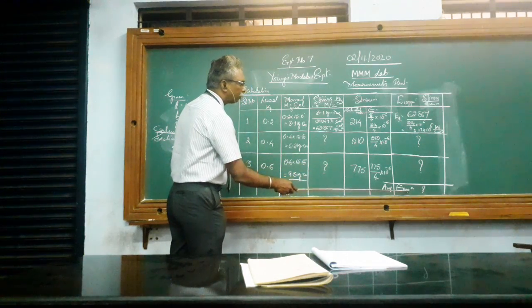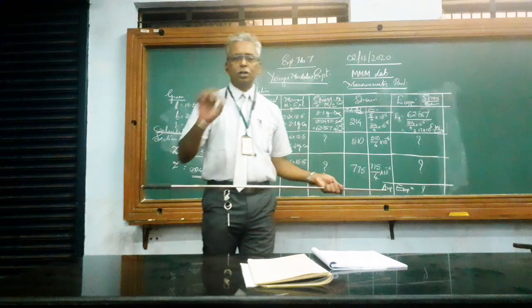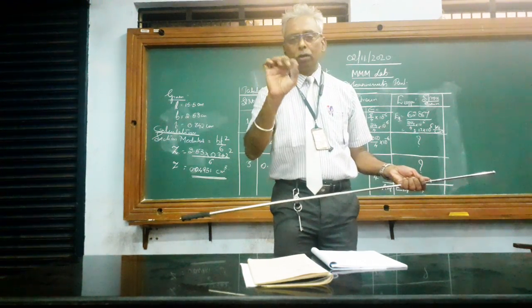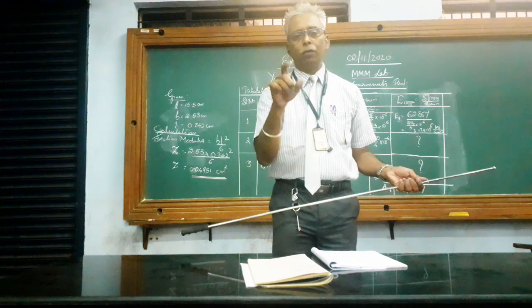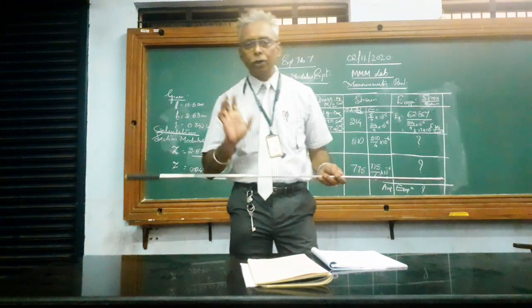Find out the average value of that and write down the average Young's modulus, which comes in the range of 0.9 or 1 or 1.1. In this range, 0.9 to 1.1 into 10 to the power 6 kg per centimeter square is the answer that you are going to get.